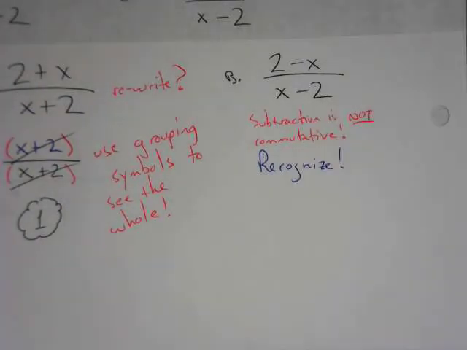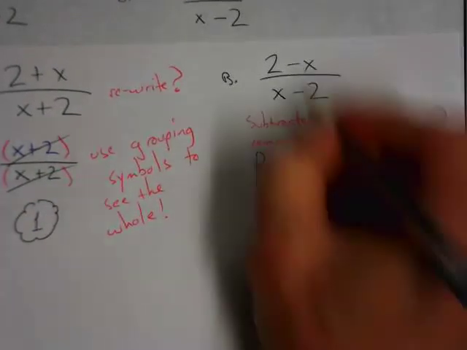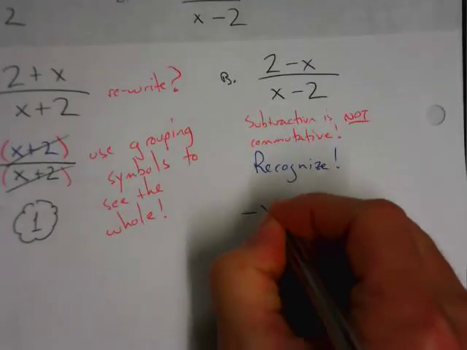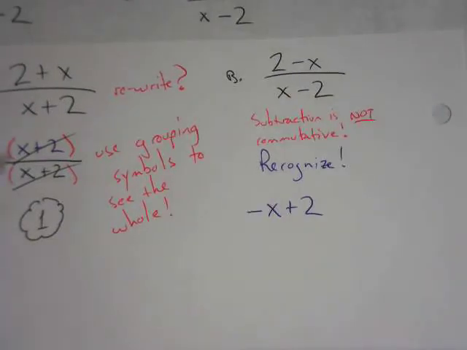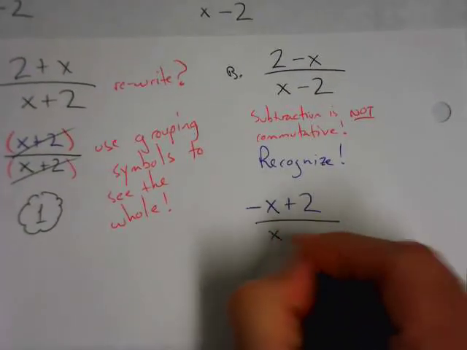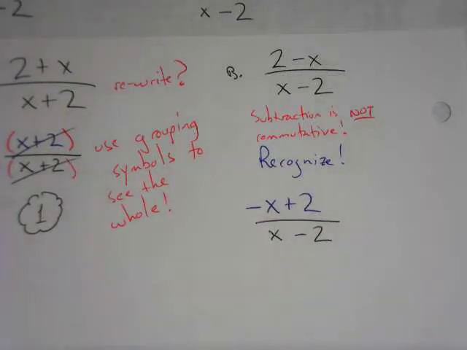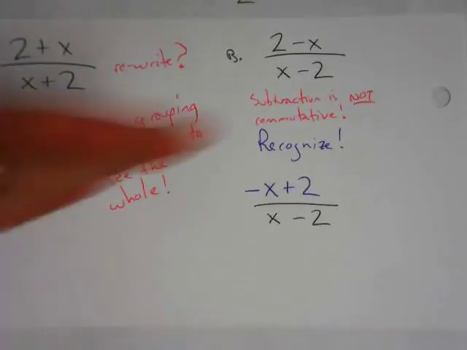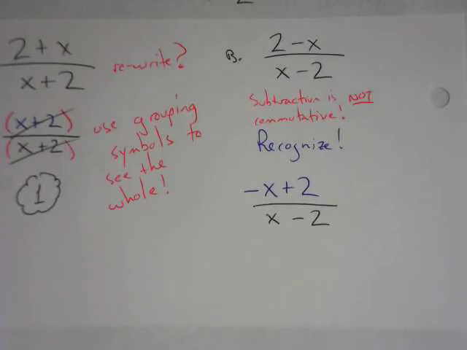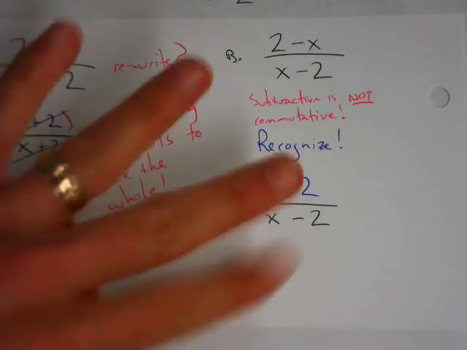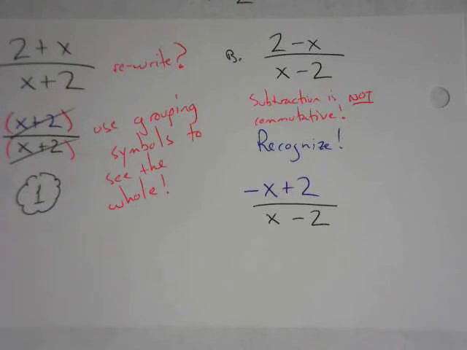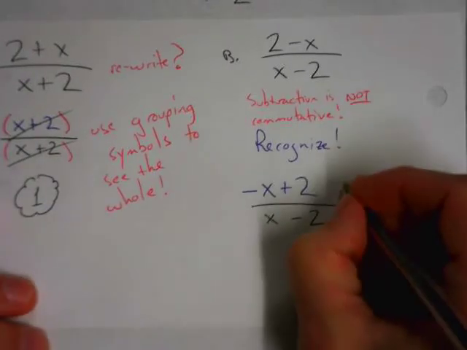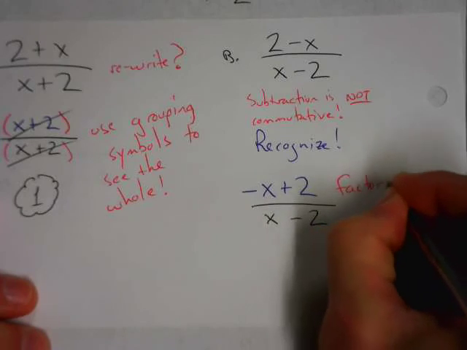Now, since subtraction is not commutative, can we still rewrite the numerator, though? Yes, because addition is commutative, right? So we can rewrite the numerator: 2 minus x is the same thing as negative x plus 2. That is actually our numerator, and our denominator is still x minus 2. So we have to recognize something. Did you know that these could look awfully similar if we did a thing? Could we factor out a negative 1?